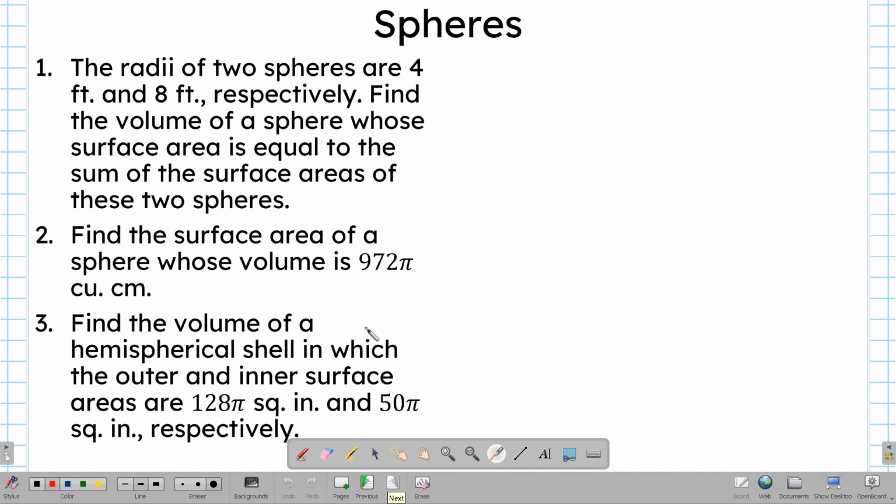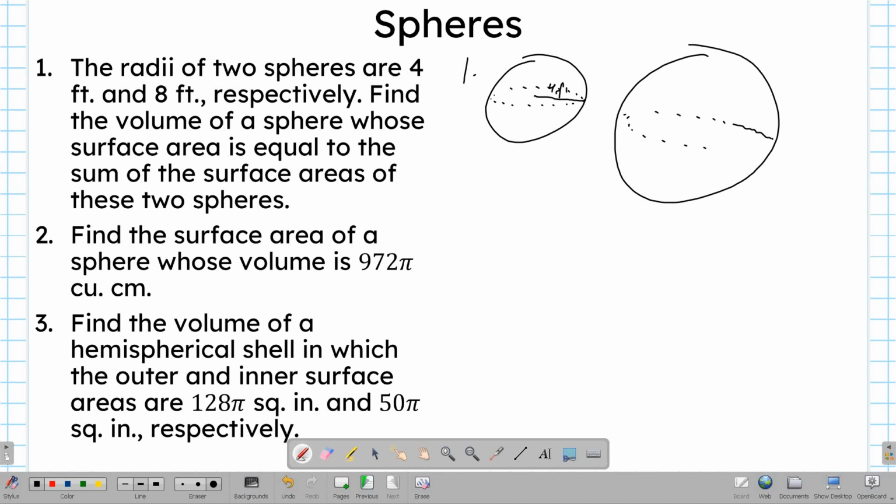So, we have here one problem regarding sphere. In number 1, the radii of two spheres are 4 feet and 8 feet respectively. Find the volume of a sphere whose surface area is equal to the sum of the surface areas of these two spheres. So the first sphere, it's difficult for me to draw like a two-dimensional because it's drawn like this, has a radius of 4 feet, while another sphere has a radius of 8 feet. Please forgive the ugly drawing. So 4 feet and 8 feet. We're asked to find the volume of a third sphere whose surface area is equal to the sum of the surface areas of these two spheres.